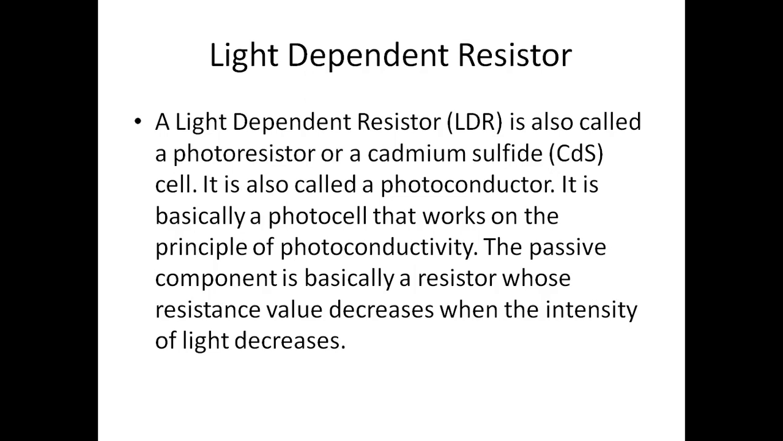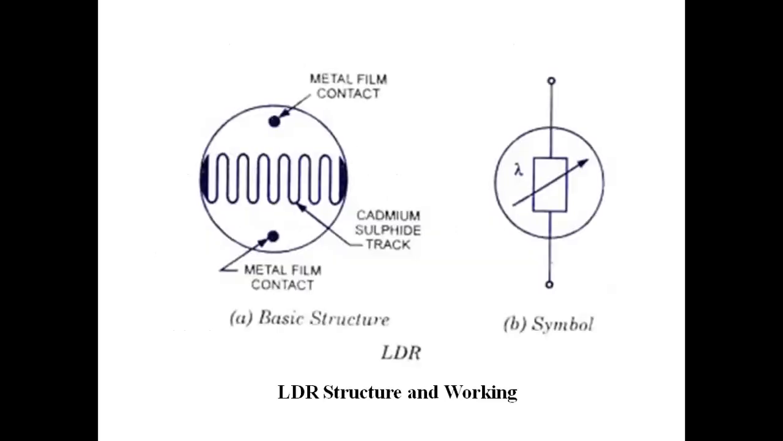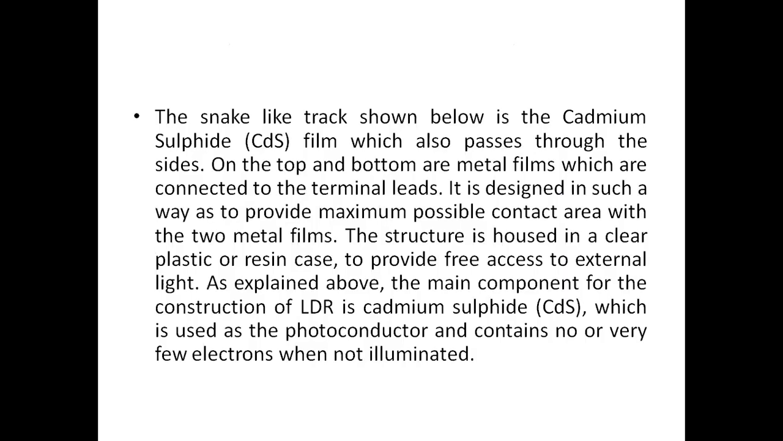Some of its applications include camera light meters, street lights, clock radios, light beam alarms, reflective smoke alarms, and outdoor clocks. Okay, so this is the basic structure of an LDR, and this is its symbol. You have a snake-like track, shown below, which is the cadmium sulfide film, which also passes through the slides. On the top and bottom are metal films which are connected to the terminal leads.